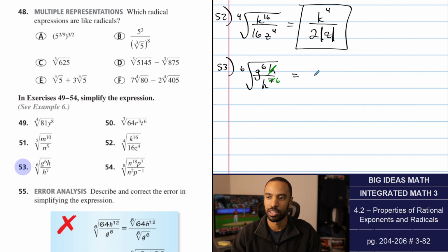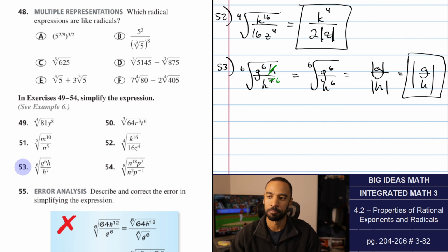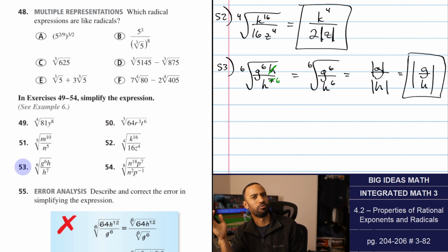So now we have the 6th root of g to the 6th over h to the 6th, which means both of these exponents get to divide by 6, and you get g over h. Now, because they're both to the first power, if they were negative, we have to turn them back positive, this over that, or we can have it as one big absolute value of g over h. Nothing wrong with having one big absolute value.